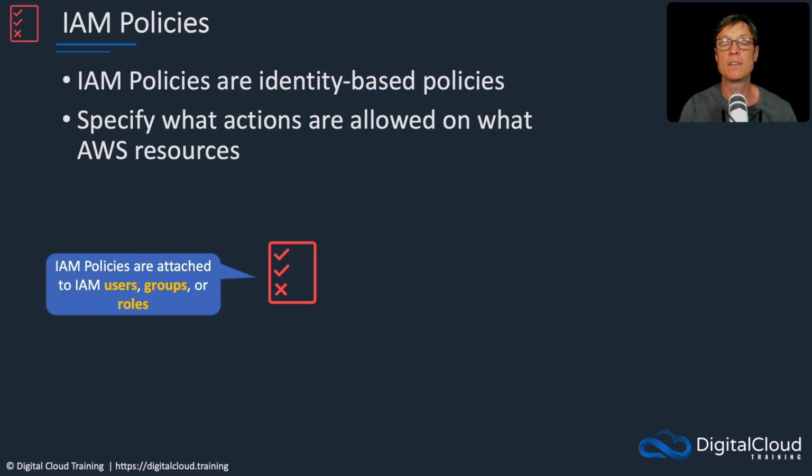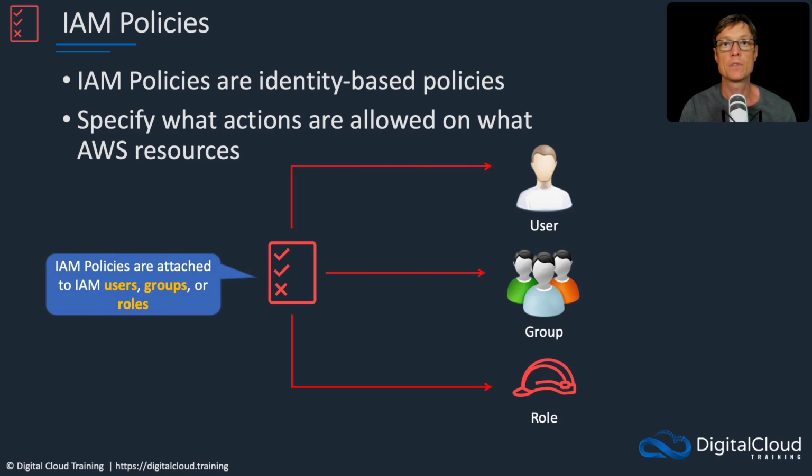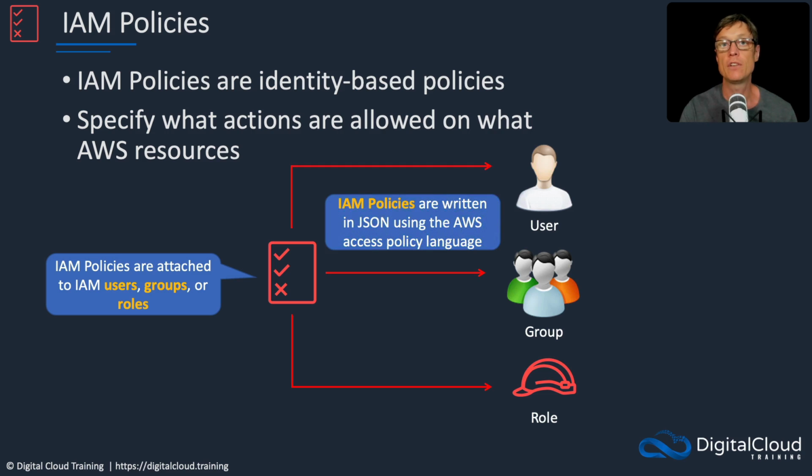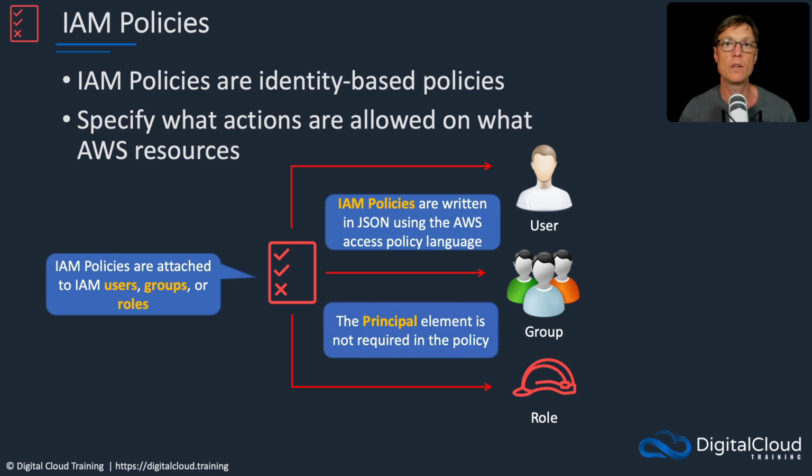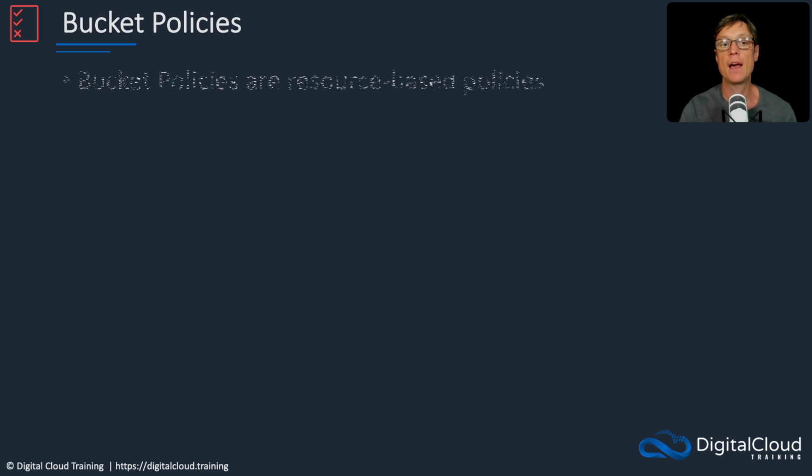So with IAM policies, these are attached to users or groups or roles. And remember, with a group, you attach the policy to the group and then you add the user to the group and they will get the permissions assigned to that permissions policy. IAM policies are written in JSON using the AWS access policy language, and the principal element is not required in the policy. So when you see one of these JSON snippets of code, if it doesn't have a principal element in it, then that means that it could be an IAM policy that's used for S3 rather than a bucket policy.